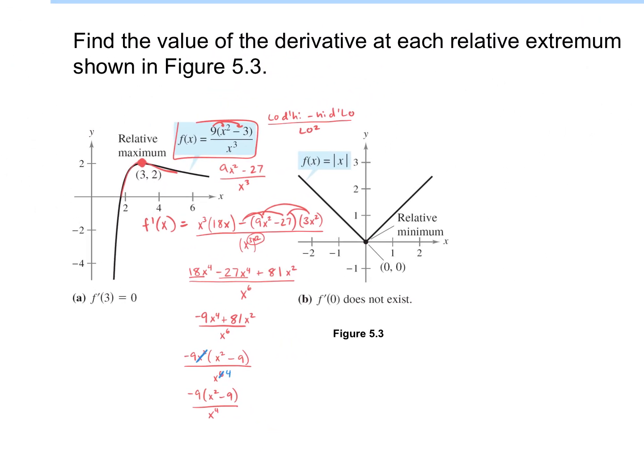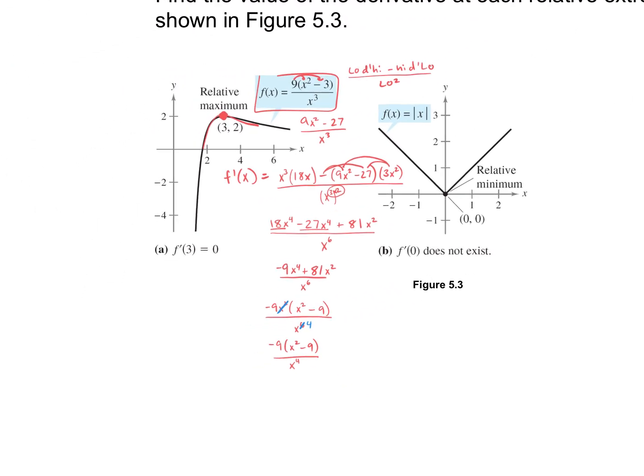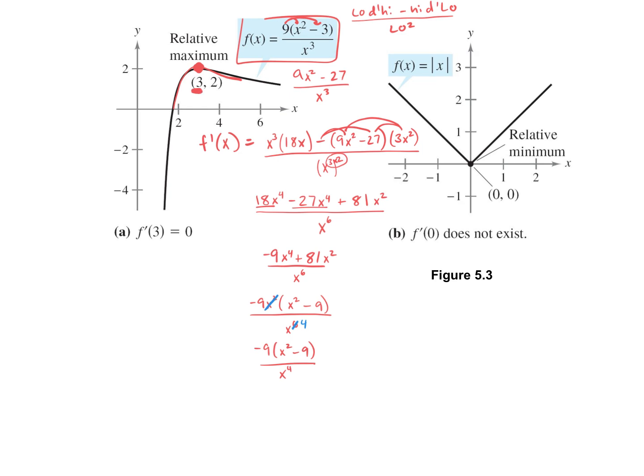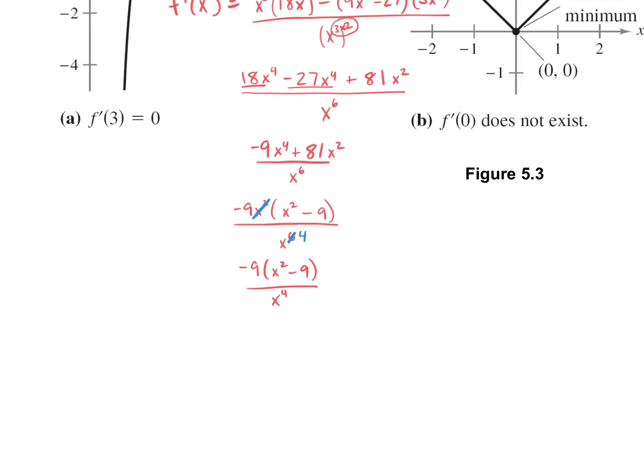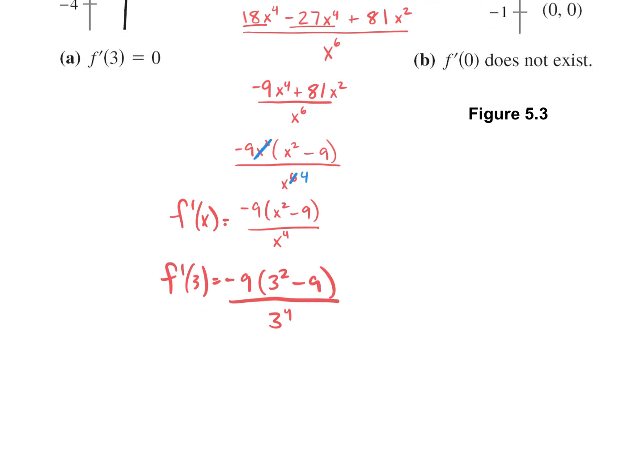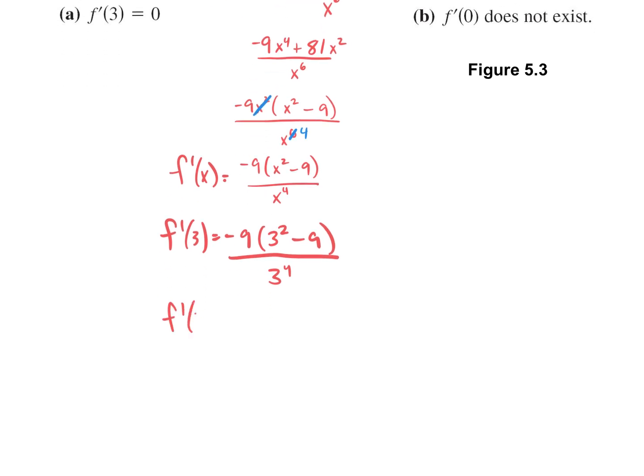Now it asks us to find the value of the derivative at each relative extremum. So we're going to take 3 and plug it into our x's. So we have negative 9 times 3 squared minus 9 over 3 to the fourth power. Three squared would be 9. 9 minus 9 is 0. So we have negative 9 times 0 over 3 to the fourth power, which is 81.